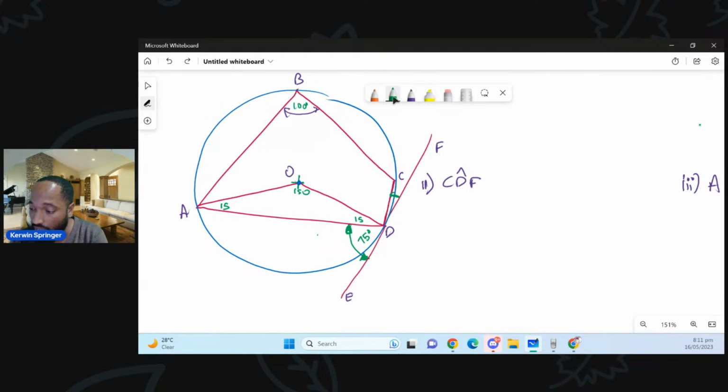So pretend this was the question all along, that B is 100 degrees. Can you figure out what CDF is now? I still want to figure out what CDF is. So ABC is 100 degrees. Figure it out. I'm just waiting for a couple of you to figure it out. Well, here's a tip.